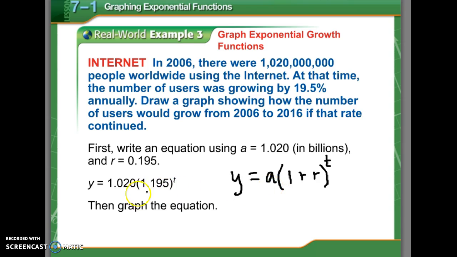So we have 1.195 because we're doing 1 plus the rate, and the rate was 0.195. A is 1.02 billion, and t is time. Once we graph our function, we're then going to see what would happen in 2016 if that rate continued.